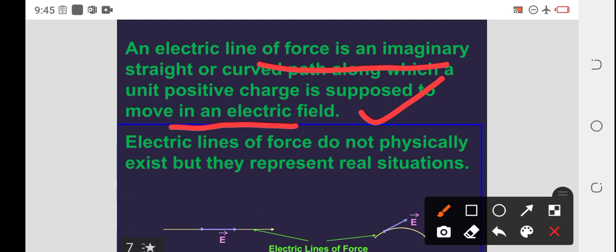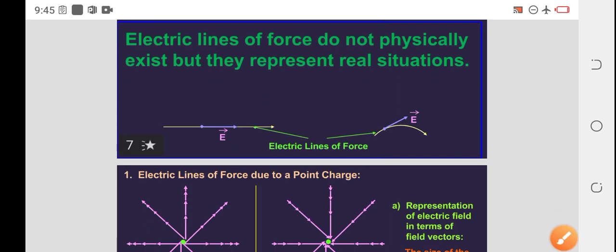Electric lines of force do not physically exist. Why? Because they are imaginary. Yes, they do not physically exist. They are imaginary concepts. So this is about the imaginary concept of the electric lines of force.